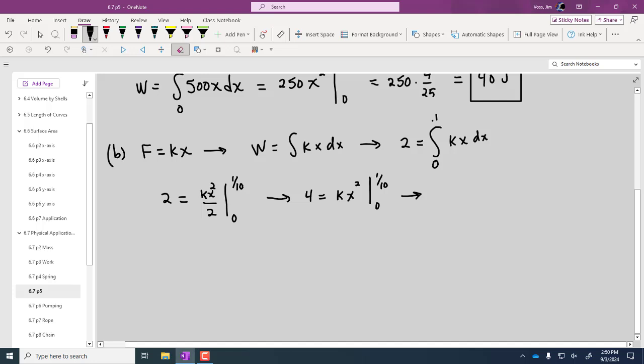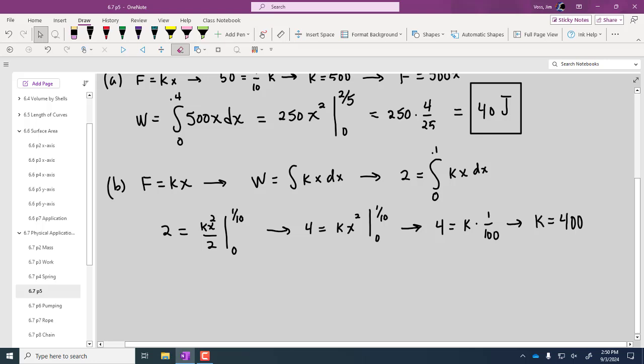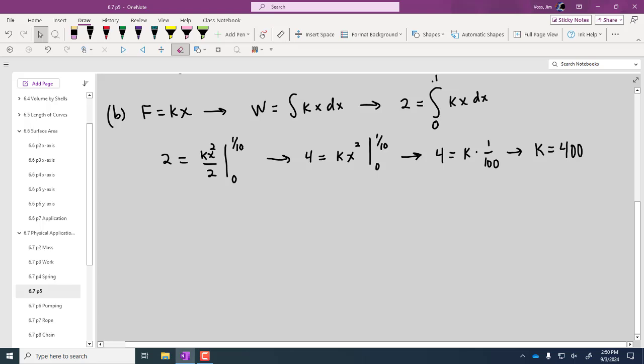All right, so now we plug in 0, get nothing. So all we care about is the upper limit of integration. So that's going to be k times the 10th squared, which is 100th. So this k value is going to be 400. So that's the k for this one. And once you have the k value, that tells us, therefore, the force function for this is going to be 400x. So for the spring in part B, it's got a different force function.